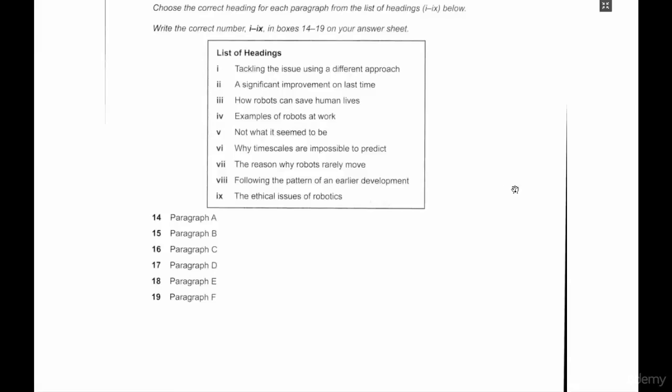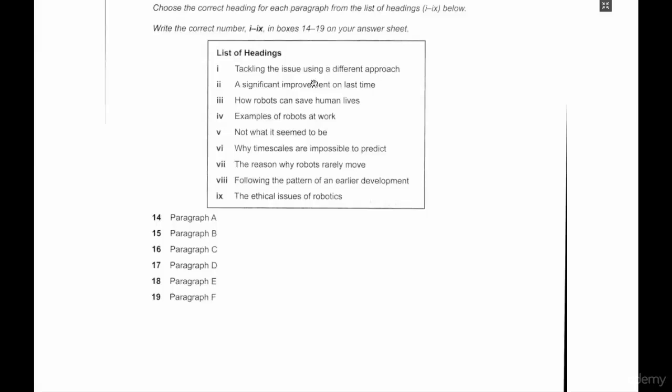look at how robots can save lives. Now, tackling the issue using a different approach, right? Because they told us they're trying to develop the human eye, and it told us they're looking for an alternative method. Alternative method is a synonym for a different approach. If you understand synonyms, you can always get the right answer. That's the key, everybody. Understanding synonyms. If you understand synonyms, you will get the right answer every single time.